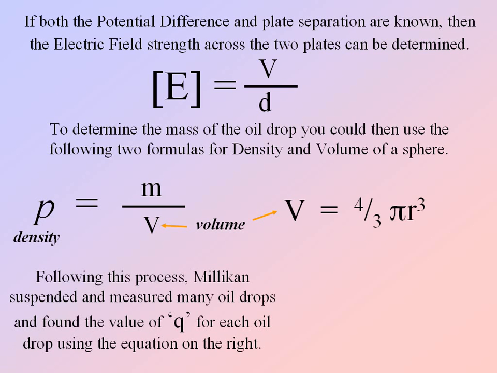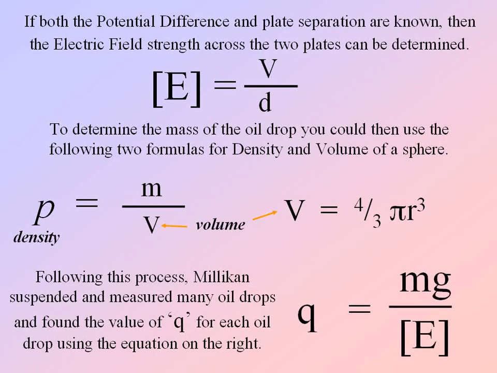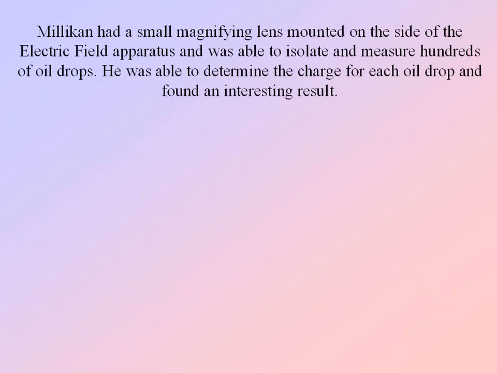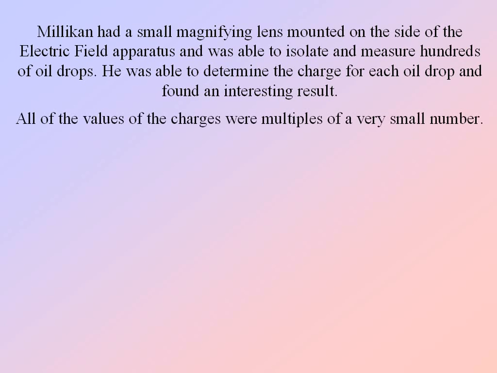Following this process, Millikan suspended and measured many oil drops and found the value of Q for each oil drop using the equation on the right. Millikan had a small magnifying lens mounted on the side of the electric field apparatus and was able to isolate and measure hundreds of oil drops. He was able to determine the charge for each oil drop and found an interesting result. All of the values of the charges were multiples of a very small number.